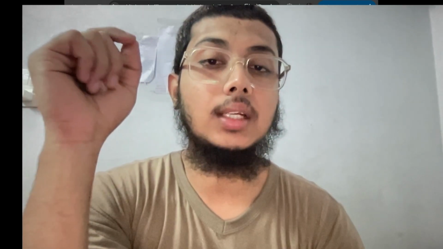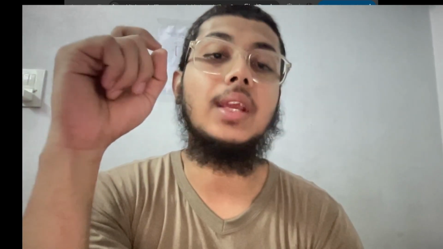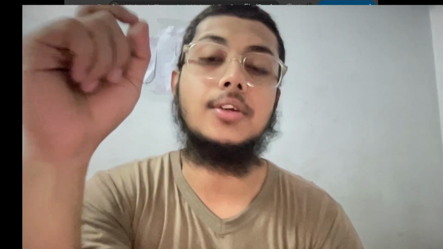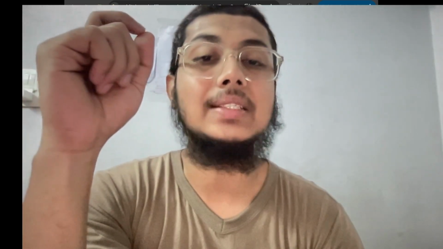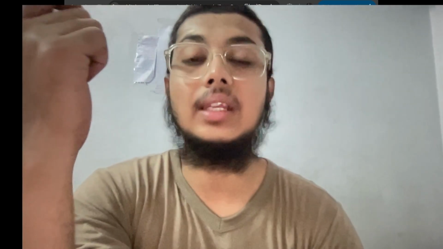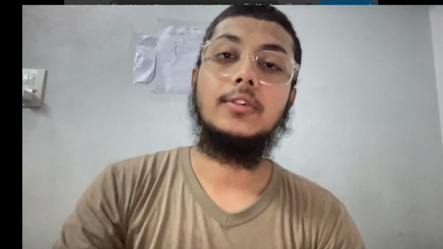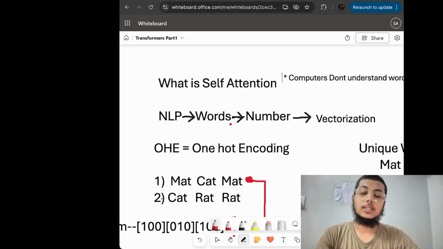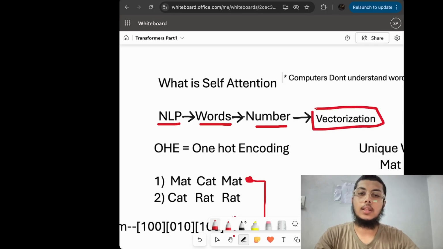I just want to say that the most important first step for building any NLP application is how you can represent words efficiently as numbers, or in the language of NLP, vectorization. Here's the process: when we create an NLP application, we translate words into numbers, and that is called vectorization.